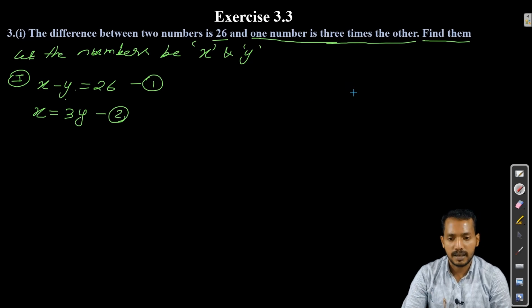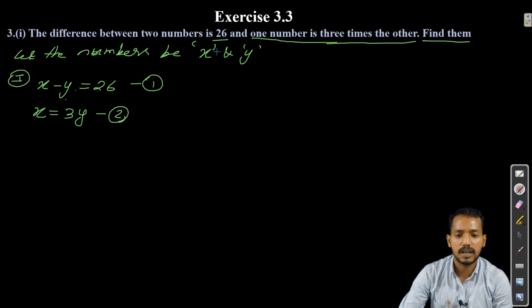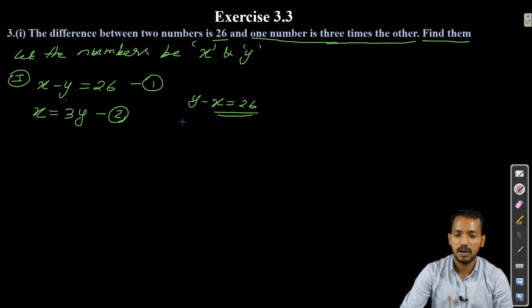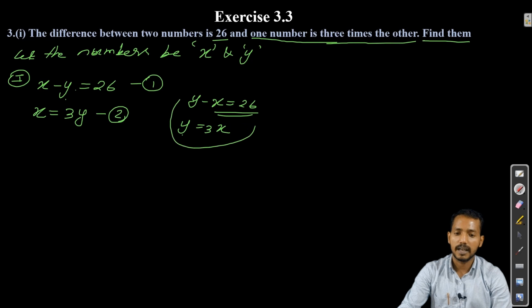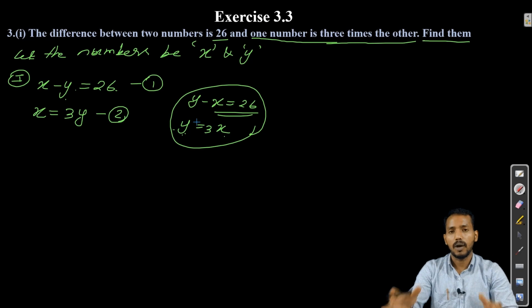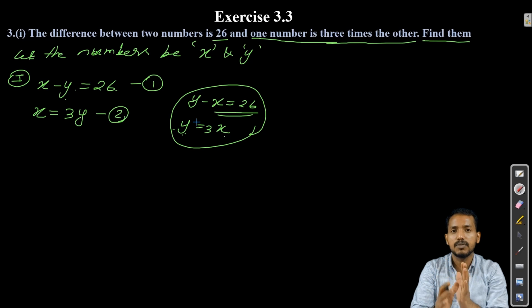This is one way we can write. In another way, if we consider y as the greater number, then y minus x is equal to 26. This way also we can write. But the second equation also changes accordingly: y is equal to 3x, because y is the greater number. Clear? So either this way or that way you can write. If you write x minus y equal to 26 and y equal to 3x, that will be wrong. While framing the equation from the situation, it is very important that the variable you assigned should satisfy the given condition.